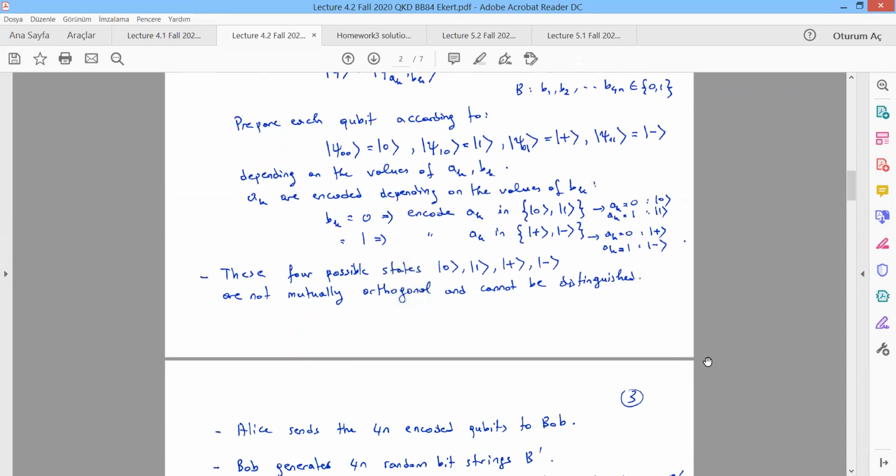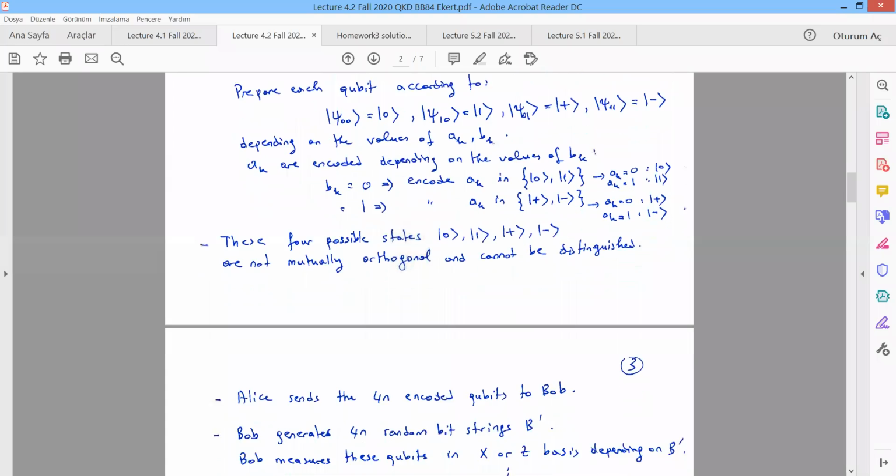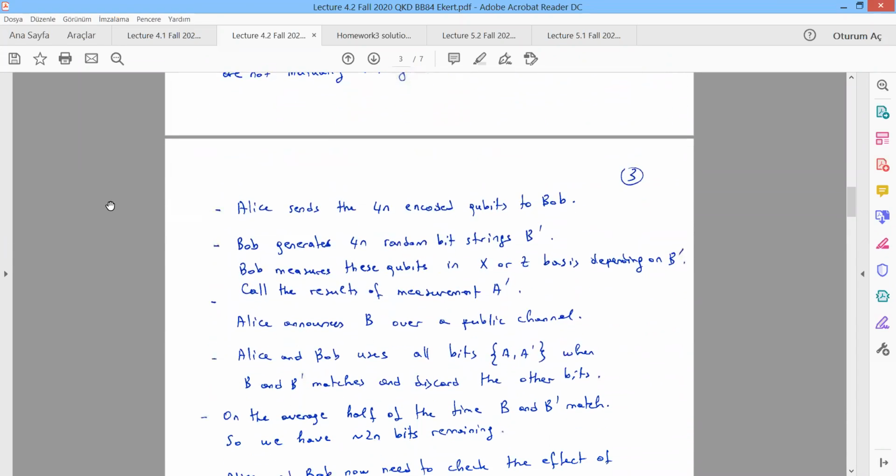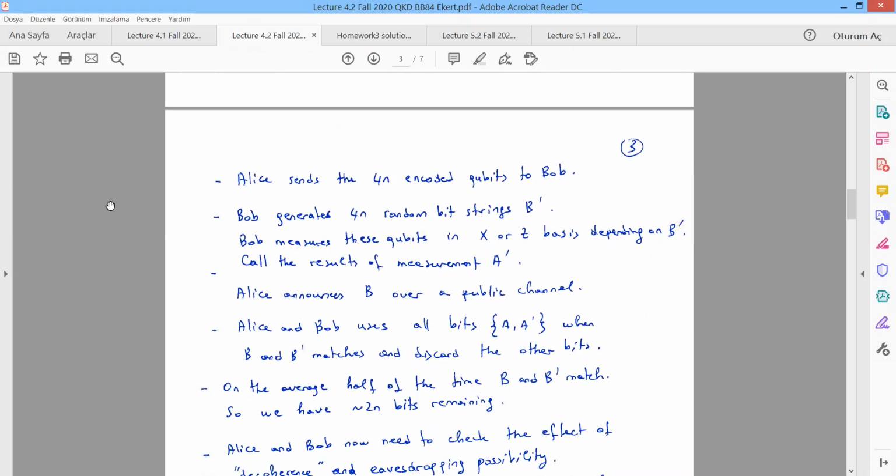So there are now 4 possible states of these qubits, depending on the outcome of A sub k and B sub k. These are ket 0, ket 1, ket plus, and ket minus. And these 4 states are not mutually orthogonal, right? I mean, 0 and 1, and plus and minus, they are mutually orthogonal, but 0 and plus, or 1 and minus, these are not mutually orthogonal. And as such, they cannot be quantum mechanically distinguished. They are not distinguishable states. Now, Alice sends these 4N encoded qubits to Bob.